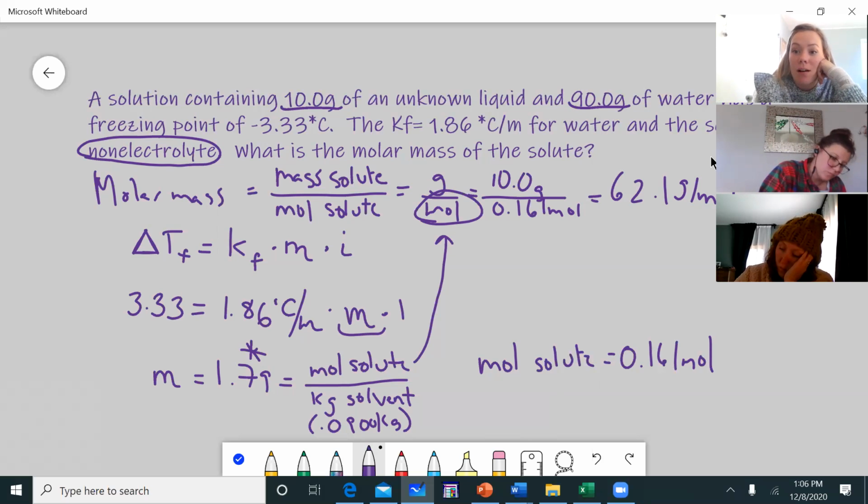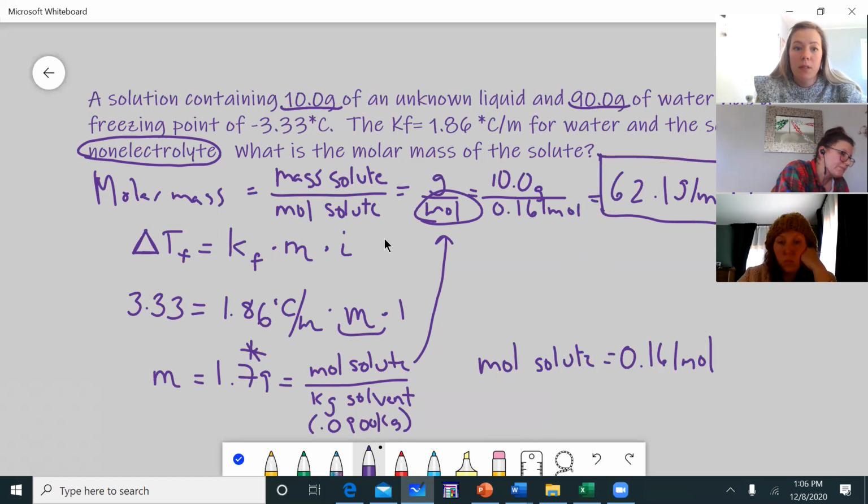Now, there are quite a few compounds that have a molar mass of 62.1. So you wouldn't be able to just come up with its identity out of thin air. You'd have to be given like a couple different options. But again, in this problem, it's just asking for the molar mass.